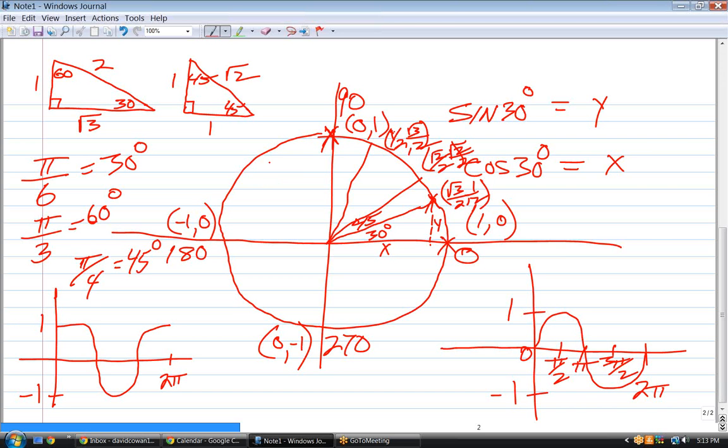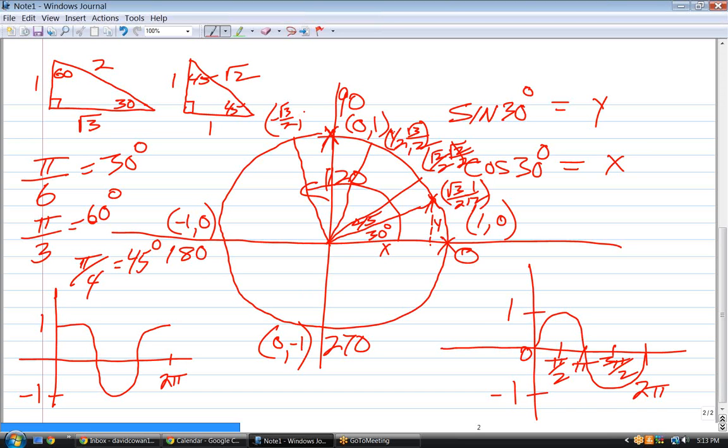Second quadrant would be done exactly the same way. In other words, the x-coordinate is going to be the cosine of that angle. So if I drew my angle like that, which is a 120-degree angle, well, the x-coordinate is still the cosine of 120. If you looked up the cosine of 120, it's the same as the cosine of 60, which is root 3 over 2, only it's negative. So that's going to be negative root 3 over 2. The y-coordinate is still positive.